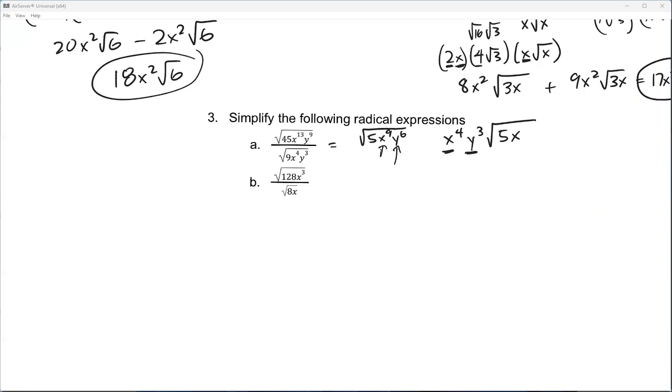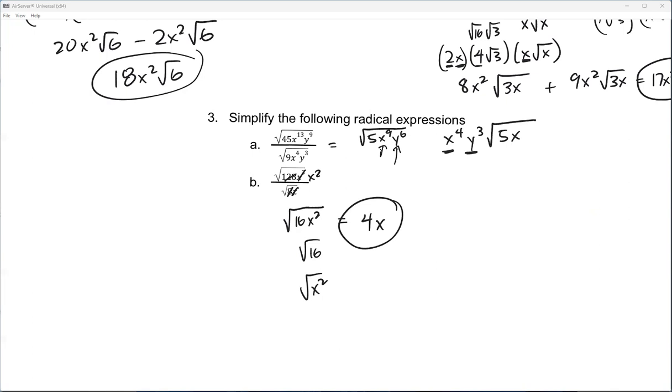On this one here, you could just pretty much divide 128 and 8. I believe they go into each other. So it's 16, so it'd be radical 16. And then x squared, because this x cancels out one of these. So that's x squared. 128 divided by 8 is 16. And then when you take out radical 16, which is 4, radical x squared, which is x. And that's your answer.